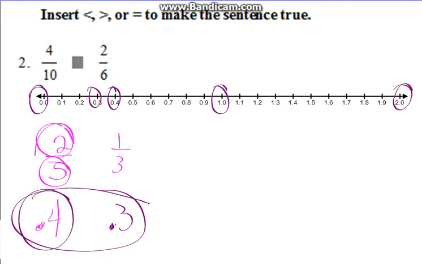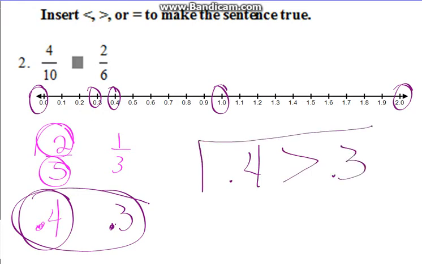So 0.4 is greater. And I've always taught our inequality symbols, the greater than, less than, they're like alligator jaws with invisible teeth. What's an alligator going to eat? The smaller thing or the bigger thing? Alligator's going to go for the biggest thing. So he's going to open his jaws towards the greater number, which is 0.4. And that is your answer. So it's going to go greater than. 4/10 is greater than 2/6.